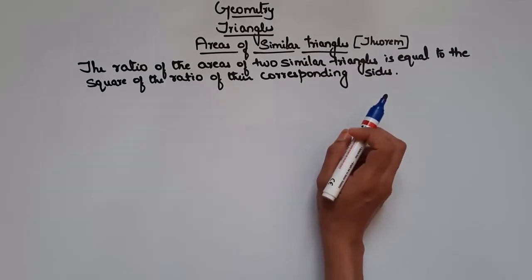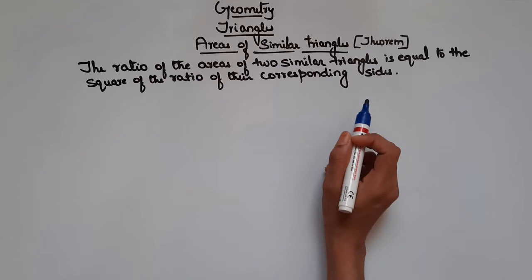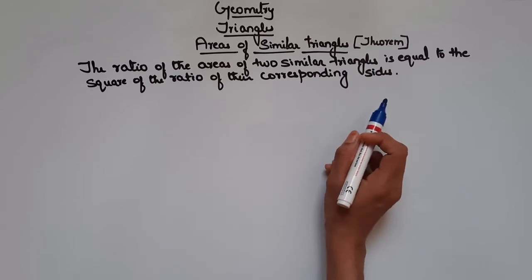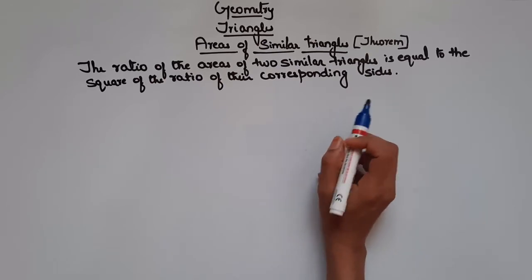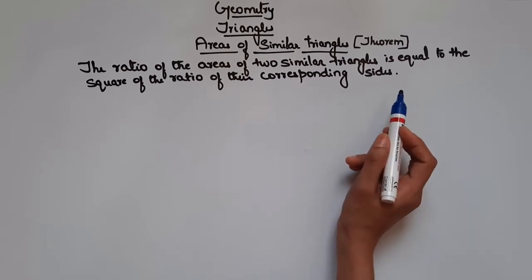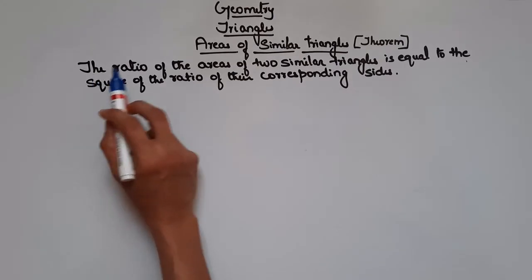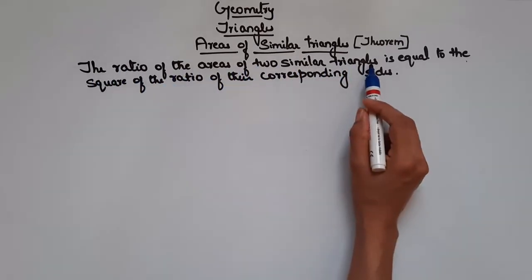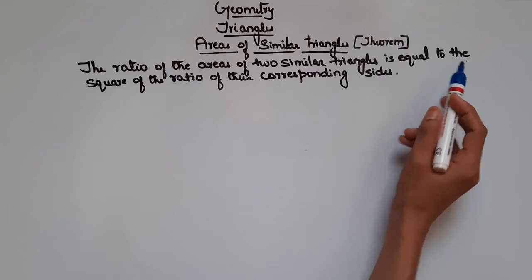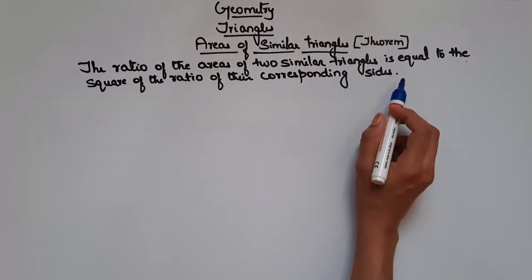So we have already learned in 2 similar triangles, the ratio of their corresponding sides are equal, right? So now let's see if there is any relationship between the ratio of the areas and the ratio of the corresponding sides. Alright, so let's see this theorem. It states that the ratio of the areas of 2 similar triangles is equal to the square of the ratio of their corresponding sides. So what does it mean?